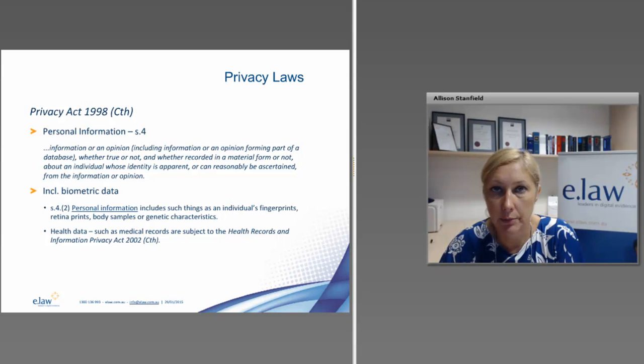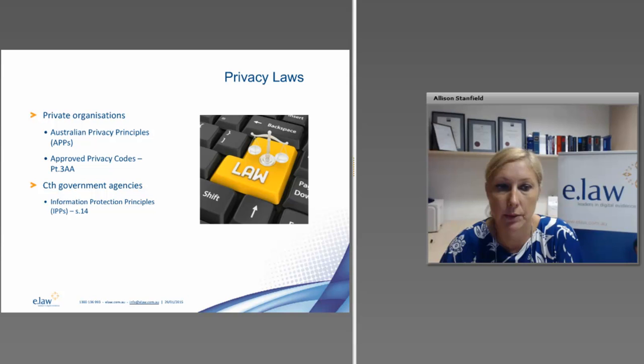Now that includes information that's included as part of a database. Personal information also includes biometric data about a person, such as their fingerprints, retina prints, body samples or genetic characteristics, and also health data such as medical records are subject to the Health Records and Information Privacy Act, which is the Commonwealth Act as well. So the Australian privacy principles apply to private organisations, and the information protection principles apply to Commonwealth government agencies.